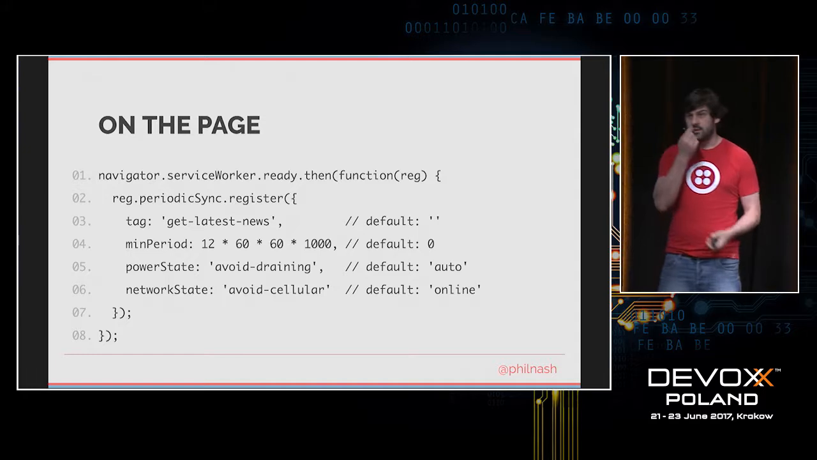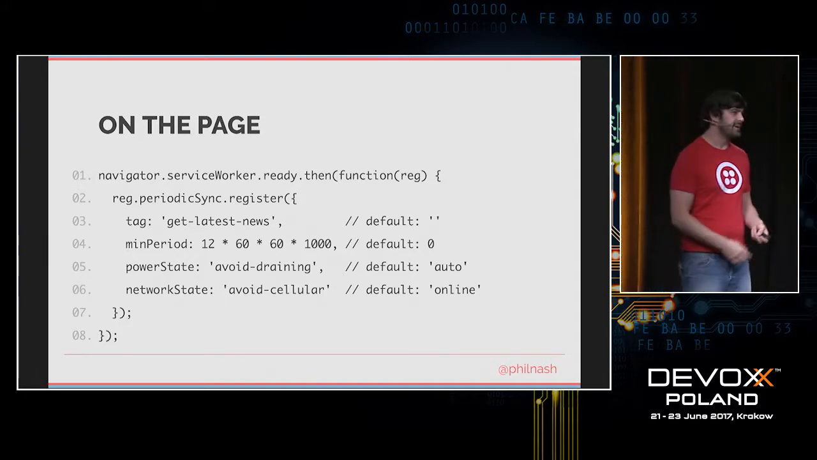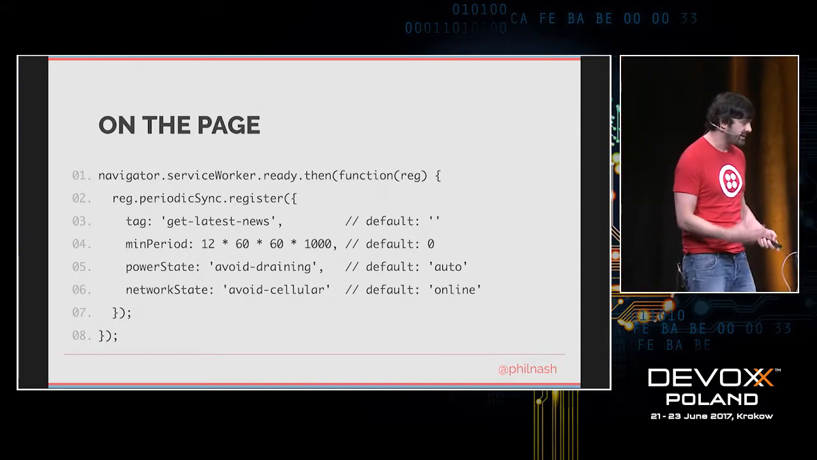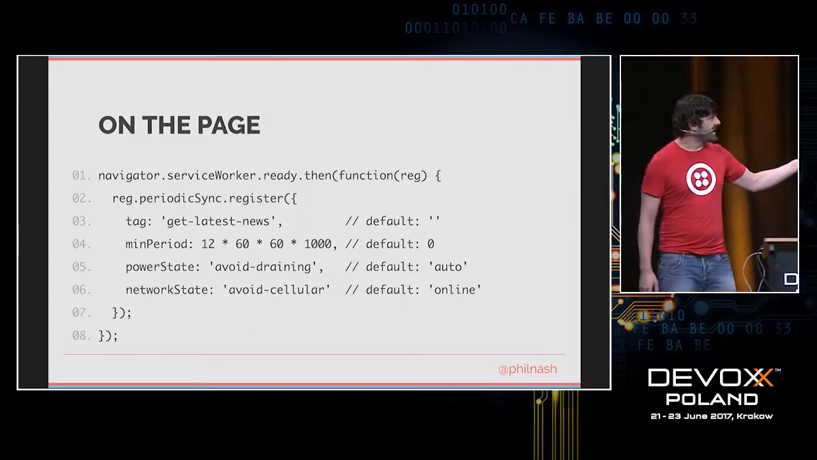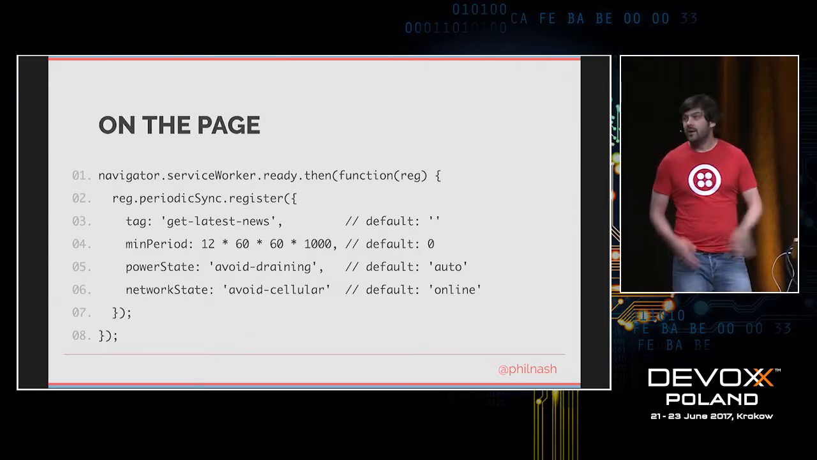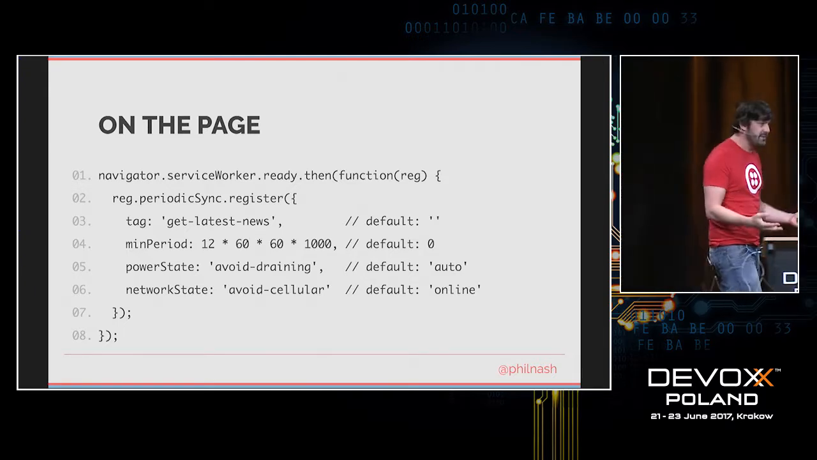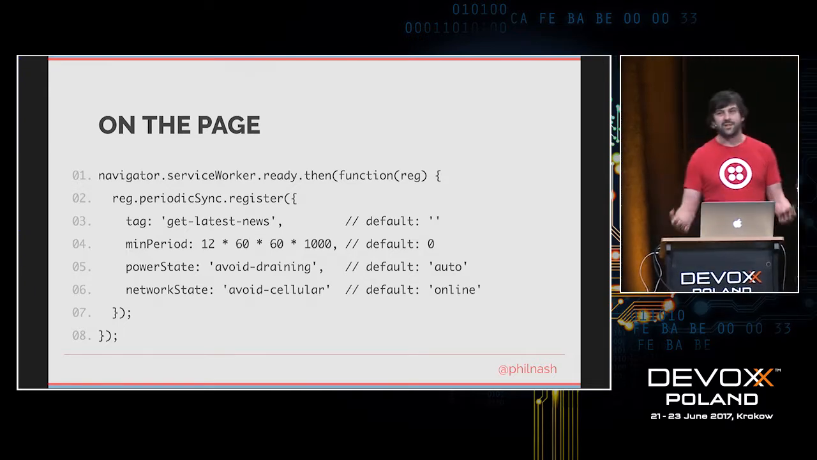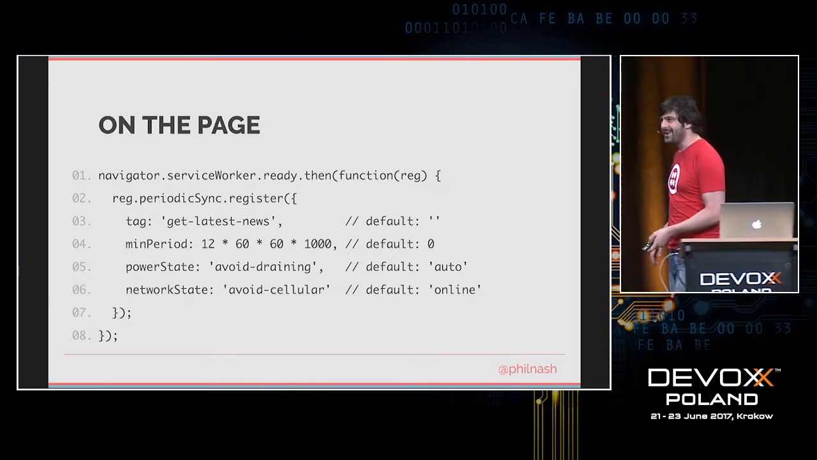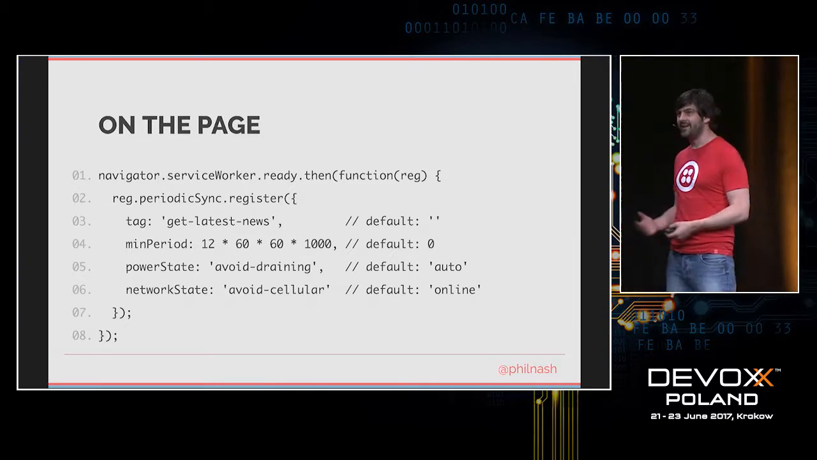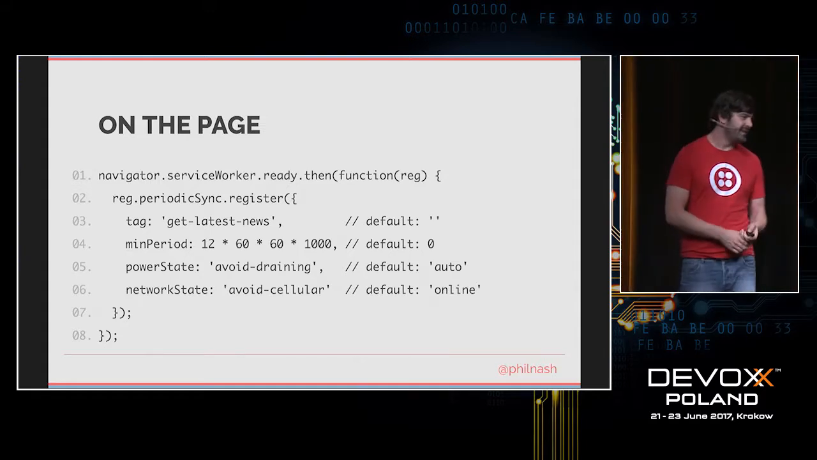They don't have to use a network connection to get it. It's just there straight away, really quick, really good experience. So you give it a tag, and you give it a minimum period on which it would act. This minimum period is defined in milliseconds. You probably shouldn't say, let's run the periodic sync once every millisecond. That's a terrible idea. The browser will probably not let you do that.